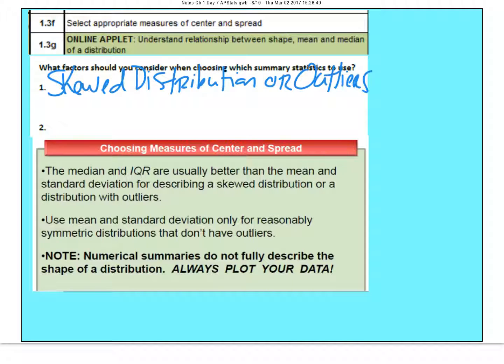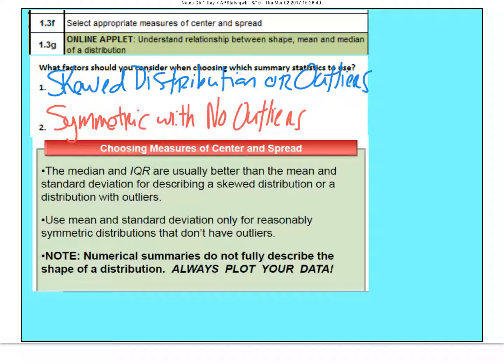present. If you don't see this happening, then obviously by default you're going to notice hopefully that the distribution is symmetric with no outliers. So really you're just looking at the shape and the outliers of this, so two elements of the SOCS. Now when you know the shape of your distribution, that's going to tell you what you should use for your measures of center and spread.